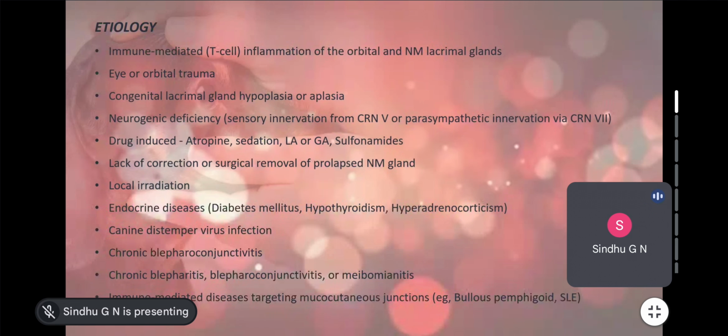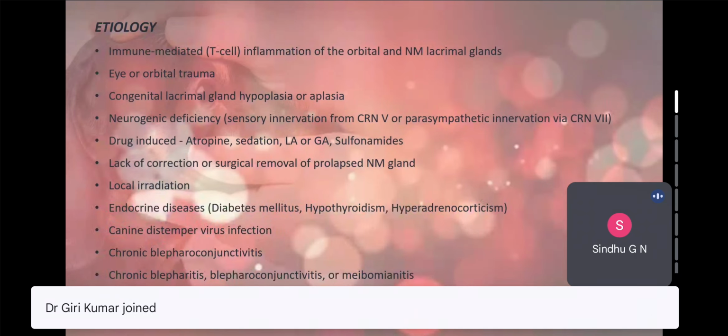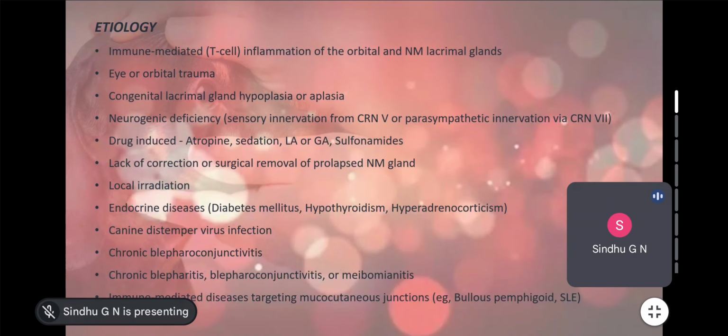Then endocrine diseases like very common diabetes mellitus, hypothyroidism, and hyperadrenocorticism also can cause dry eye. Canine distemper virus infection, chronic blepharoconjunctivitis, especially we can see that in atopic dogs. Then chronic blepharitis, blepharoconjunctivitis, or meibomianitis. Meibomian gland inflammation can also result in qualitative tear film defect. The immune-mediated diseases targeting the mucocutaneous junction like bullous pemphigoid, SLE, and all also can cause secondary dry eye.